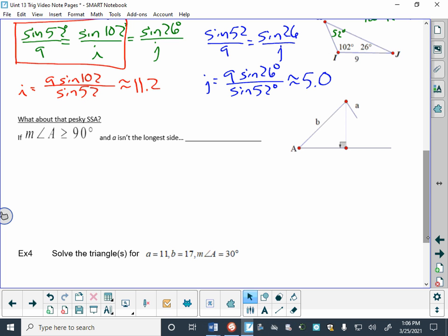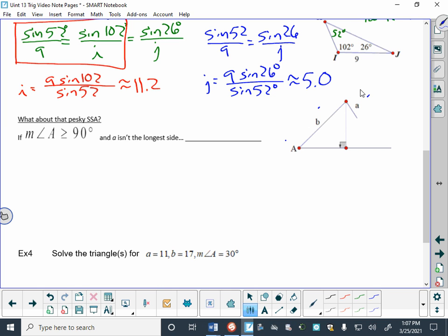So now we come to the pesky side-side-angle, which was not one of our congruents. Other than angle-angle-angle, which was purely a similarity thing, this was the one that didn't work. And it couldn't work for a number of different reasons. Here's the basic setup of a side and an angle that we might know up here.